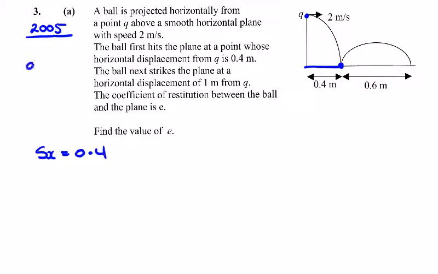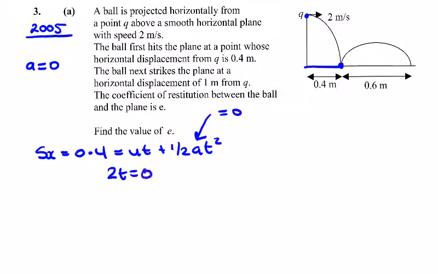What do we know about this? We know there's no acceleration in the x direction. So S of x is equal to ut plus a half at squared, and we know the acceleration term is equal to 0. So we can say straight away that 2t is equal to 0.4. So it's going to take 0.2 seconds for the ball to strike the ground.